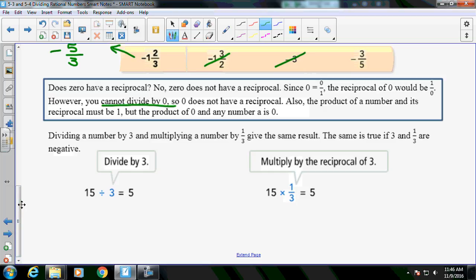Dividing a number by 3 and multiplying by 1/3 gives the same result. The same is true if 3 and 1/3 are negative. So if I do 15 divided by 3, I get 5. It's also the same as 15 times 1/3, because here I can make that 15 over 1, and 15 times 1 is 15, over 1 times 3 is 3, which would still take me to 5. Lots of rules here that you guys already know.